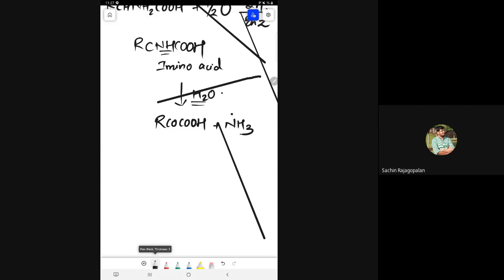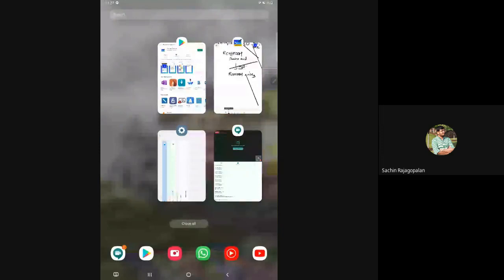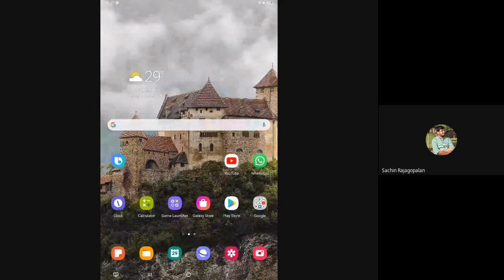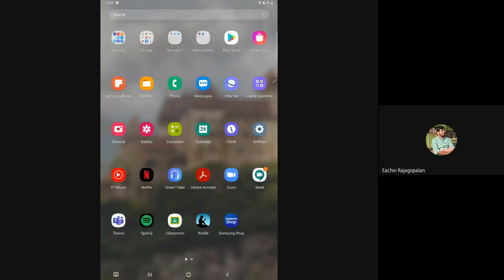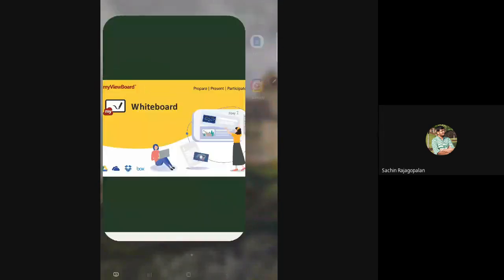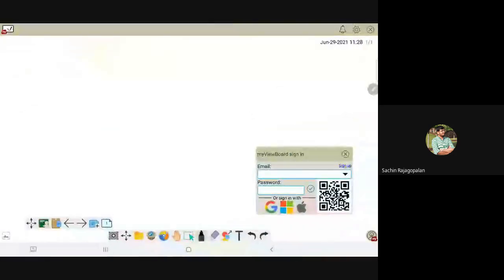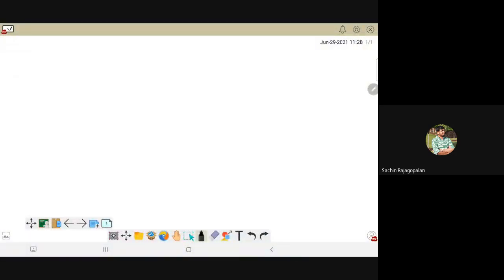Let me just quickly switch to a better version of the board so that we don't waste a lot of time in this. We are back to what we use regularly.